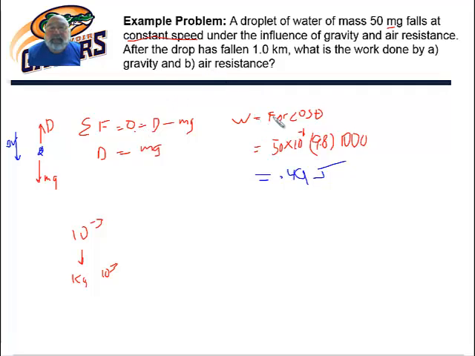Well, the force applied by air resistance is the same as gravity. The displacement is still the same. The only difference is the air resistance is up, the displacement is down, the angle between up and down is 180 degrees, which, if you remember, the cosine of 180 degrees is -1, which means that the work done by drag is a negative 0.49 joules. So that wasn't too bad.